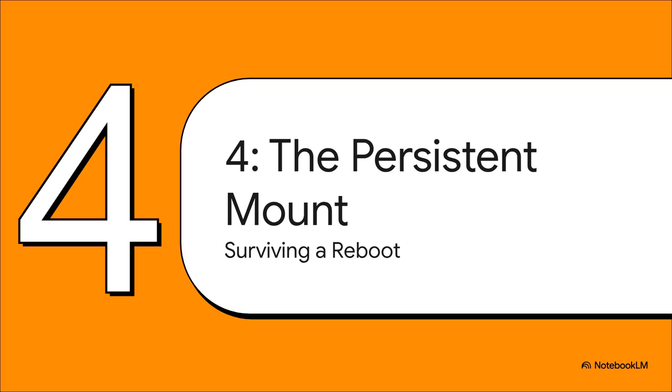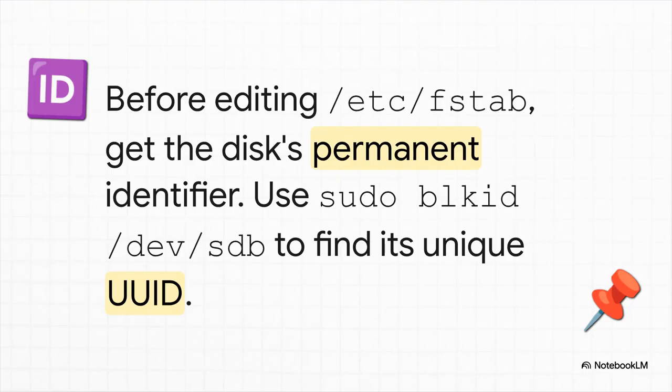To make it permanent, we need to edit a really critical system file called /etc/fstab. You can think of this file as the system's startup checklist for every single one of its drives. Now, we can't just tell fstab to mount /dev/sdb. Why not? Because that device name, well, it isn't guaranteed to be the same after a reboot.